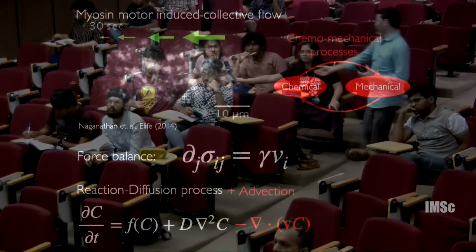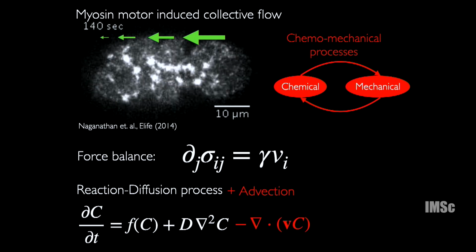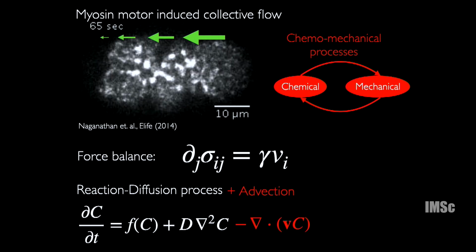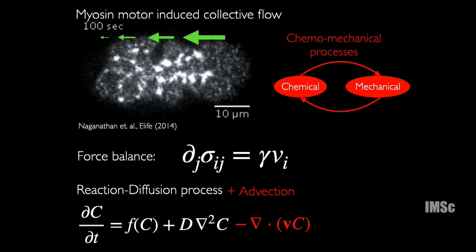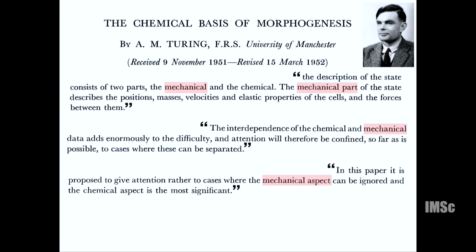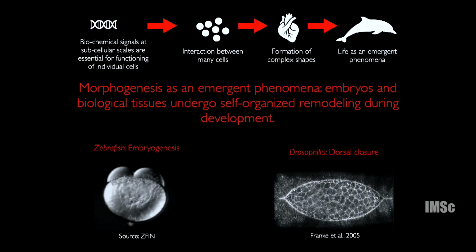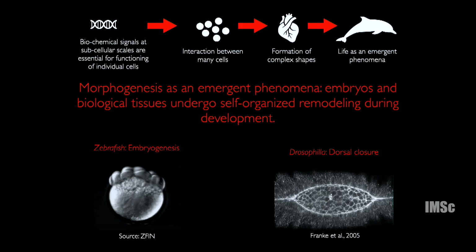Molecular motors were not discovered during Turing's time. But yet, he actually knew this. He had already mentioned in the paper that there are two parts. There is a mechanical aspect also, but it makes the problem more complex, so for the moment he will ignore it. Later, people found that there are these force generators, which are molecular motors. Anyway, let us come to this problem.